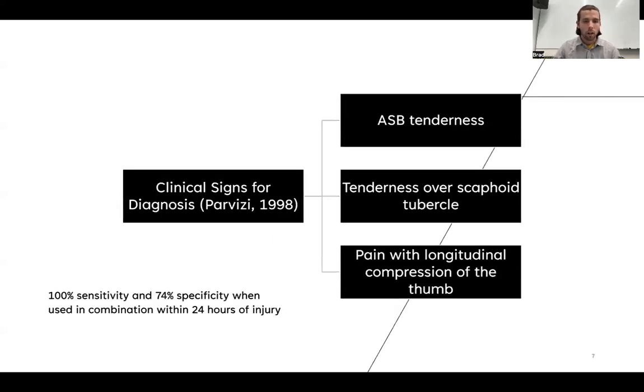Here's another clinical prediction rule by a different study. Again, anatomical snuff box tenderness, tenderness over the scaphoid tubercle, and pain with axial loading of the thumb. And there's some sensitivity and specificity data for this too.